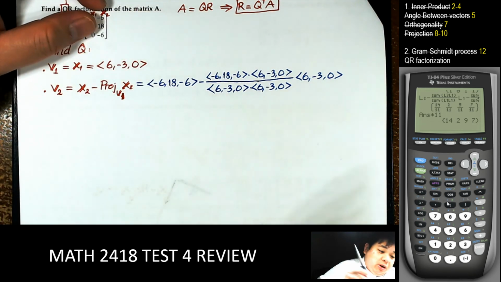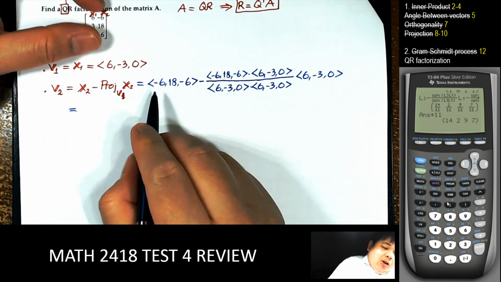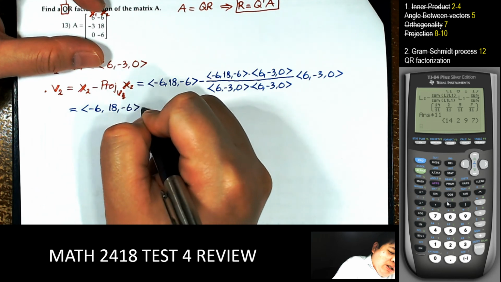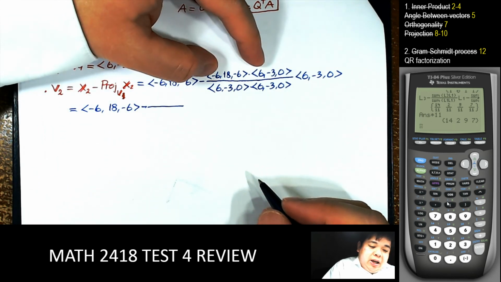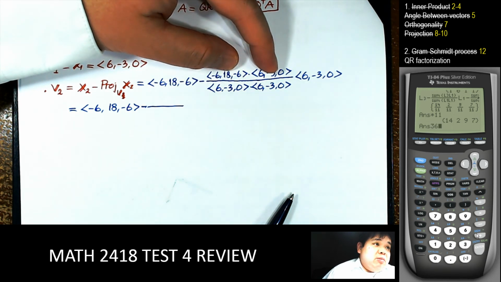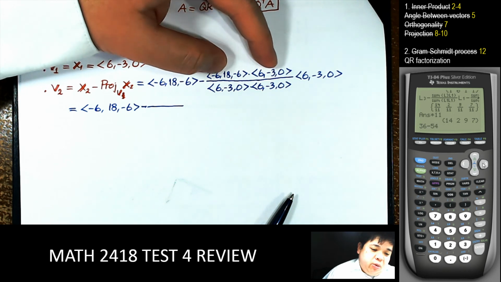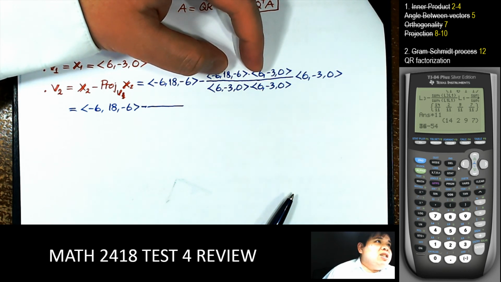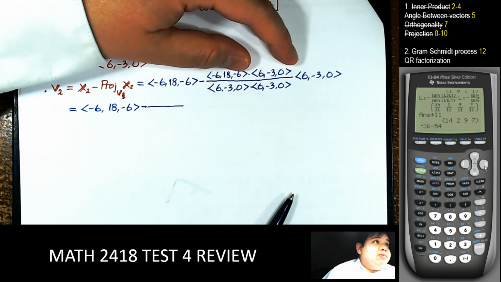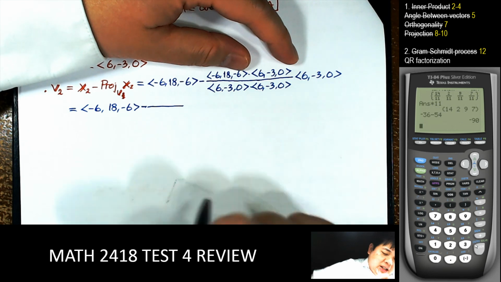Just do that by hand and then we check with the calculator. Alright, negative 6, 18, negative 6, subtract. Negative 6 times 6, negative 36, negative 54. 36 minus 54. I'm sorry, negative 36. Negative 36, negative 54. And that's it. Negative 90.